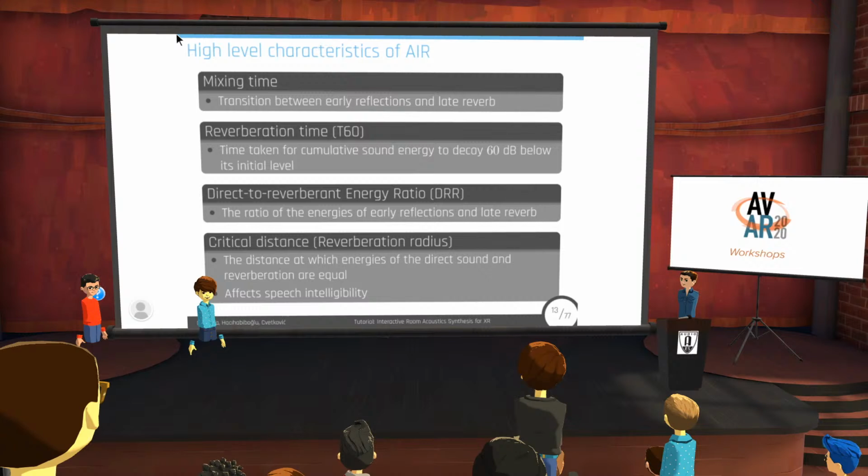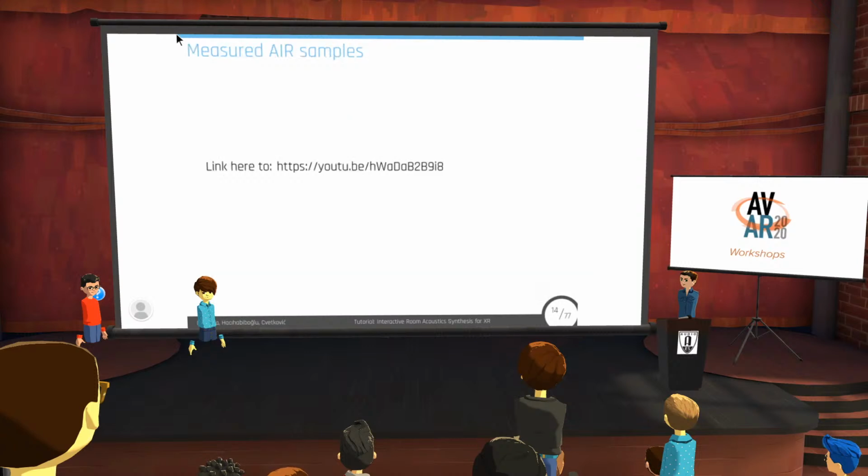The direct to reverberant energy ratio, which is quite important for the perception of distance, is the ratio of energies of early reflections and late reverberation. We're going to come back to this in a few slides. And the critical distance is the distance at which energies of the direct sound and the reverberation are equal. This is a strong feature that affects speech intelligibility.